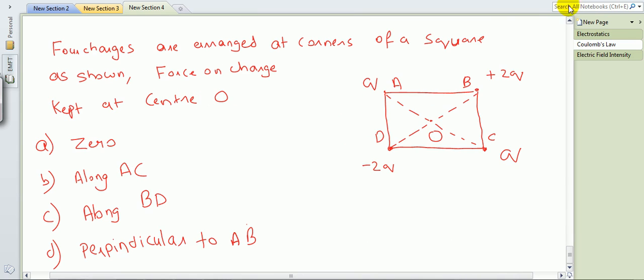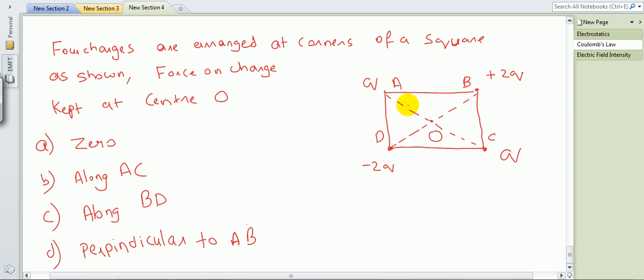Let us see one more question. Here, four charges are arranged at the corners of a square as shown. I have to find the force on the charge which is present at the center O of the square. Here the charges are plus q, here also plus q, both having the same charge, and here plus 2q, and here minus 2q.